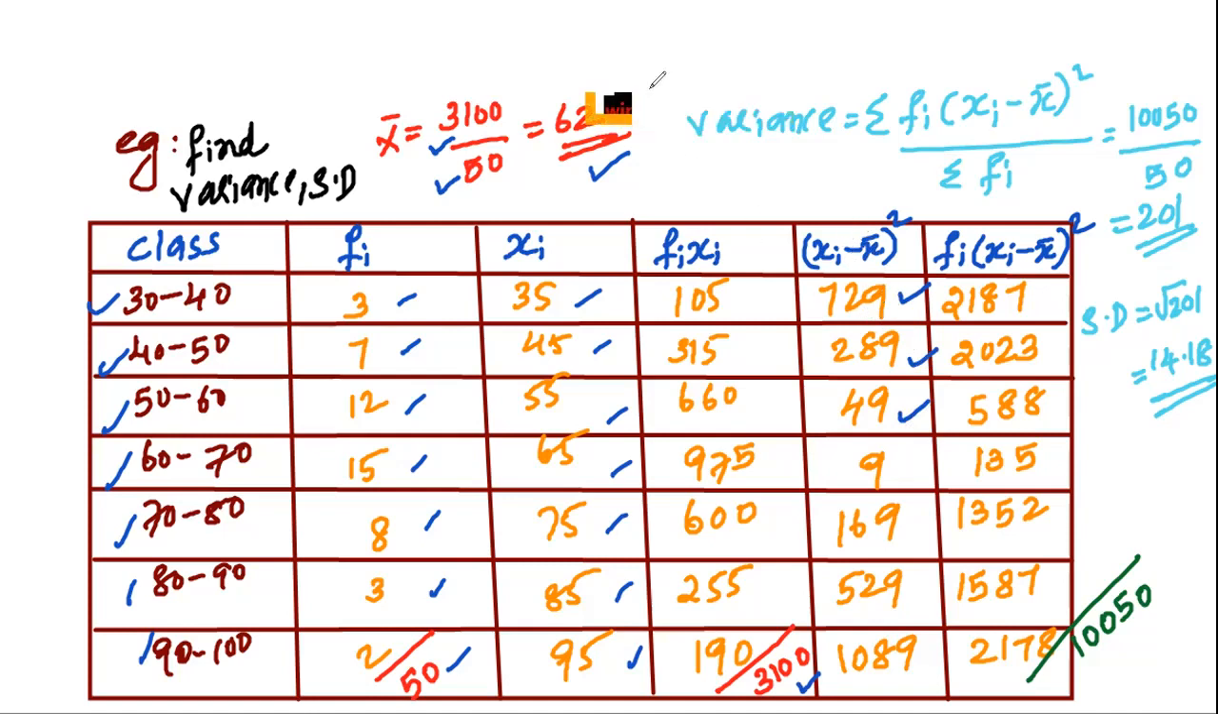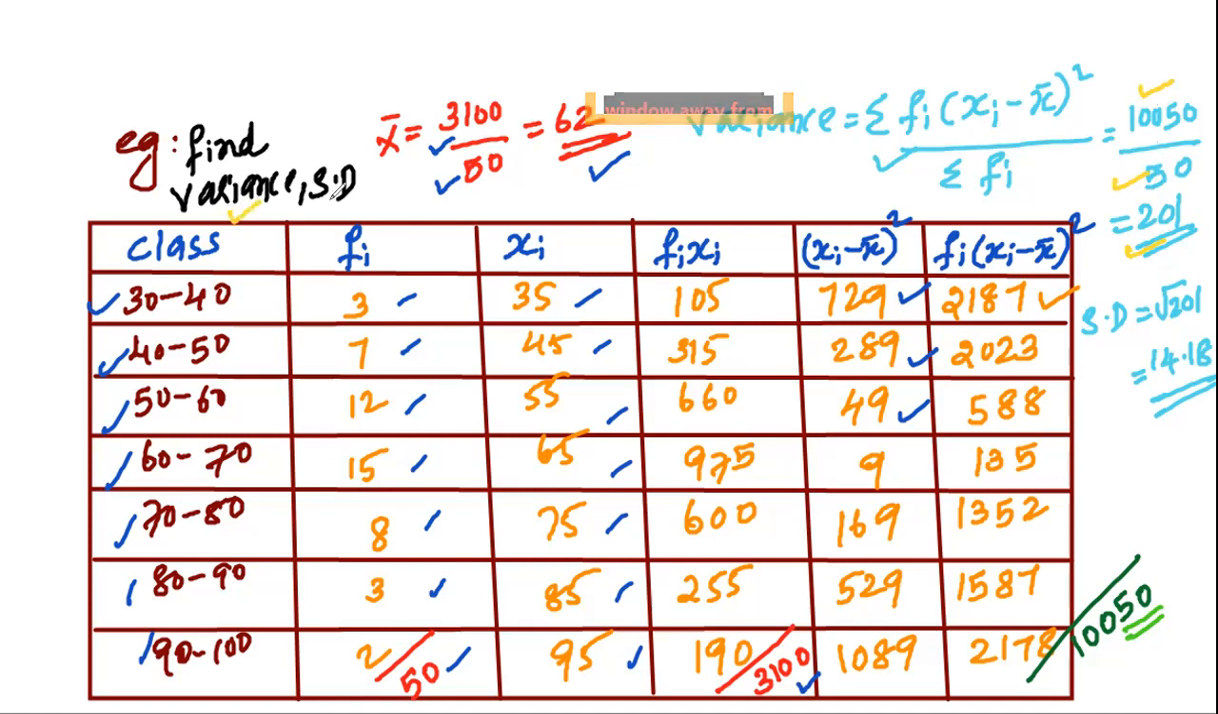After getting the xi minus x bar all squared column, we have to multiply them with these frequencies. Like how? 3 into 729 is 2187. 7 into 289 is 2023. Then 12 into 49 is 588, and so on. We have to fill the table. You'll be getting the sum of that column equal to 10050. We know that the variance of grouped data is given by the formula sigma fi into xi minus x bar all squared divided by sigma fi. The first value is 10,050 and sigma fi is 50. So if you're dividing, you'll be getting 201.